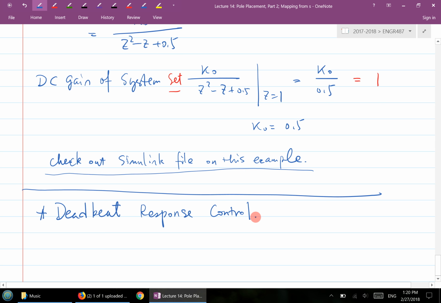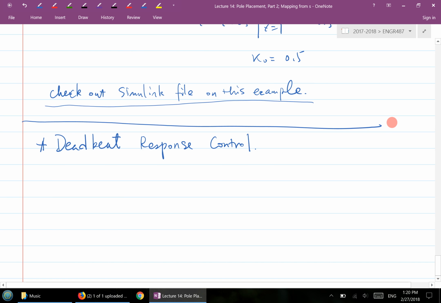Okay, got the deadbeat response. You don't find the deadbeat response in a continuous system. You can only find the deadbeat type of response in a discrete system, basically. So first of all, let's explain what the deadbeat response means here.